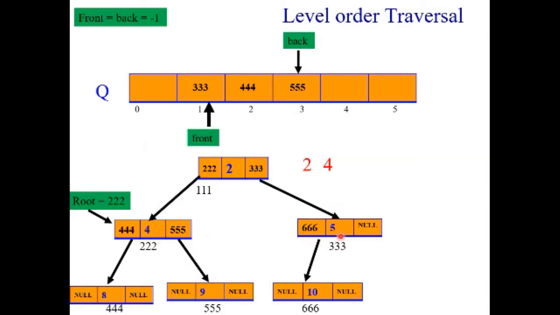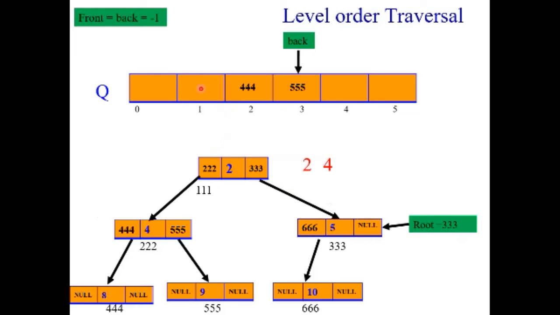I have to visit the second node in this level 2, that is node number 5. What is the address of node number 5? That is 333. So we do the front operation. Now root equals q dot front. Now what is the root value? 333. After doing the front operation, I should do the pop operation. I should erase from this array queue.